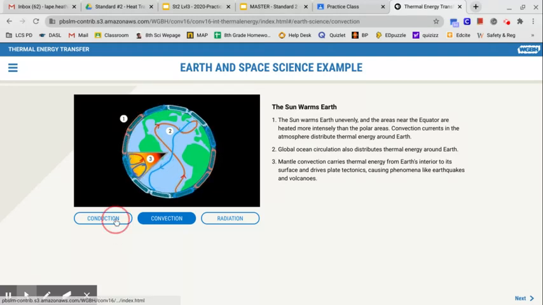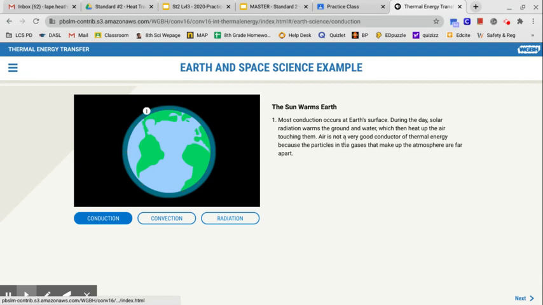and then we'll find out how that changes the surface of the earth. And then finally we have conduction. Most conduction occurs in the Earth's surface during the day. Solar radiation warms the ground and the water, and then the air heats up by touching the ground and the water.